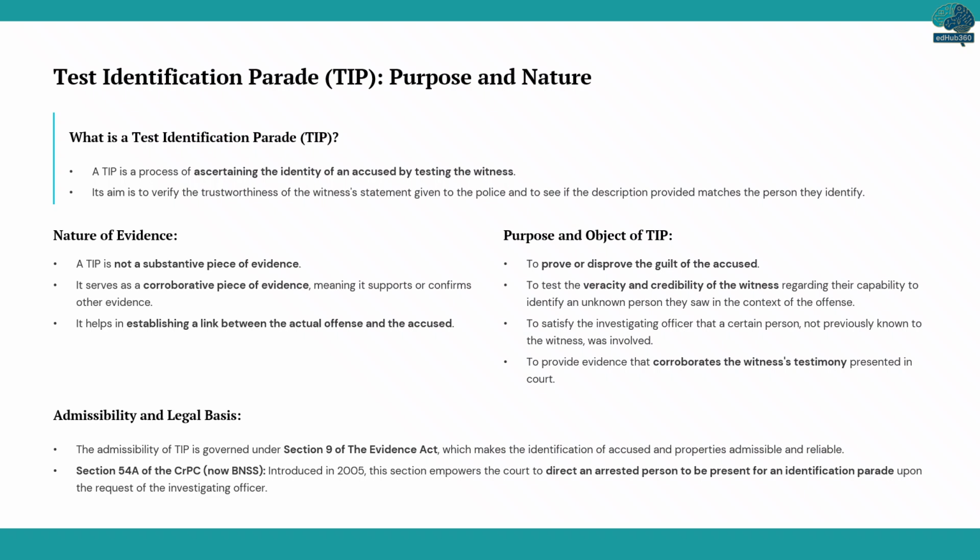A TIP is not a substantive piece of evidence on its own. Instead, it's a corroborative tool, meaning it supports or confirms other evidence. It helps link the accused to the crime and tests the witness's ability to identify someone they might have only seen briefly. Legally, TIPs are admissible under Section 9 of the Evidence Act, and Section 54A of the CrPC, now part of the BNSS, specifically empowers courts to direct an arrested person to participate in one at the investigating officer's request.